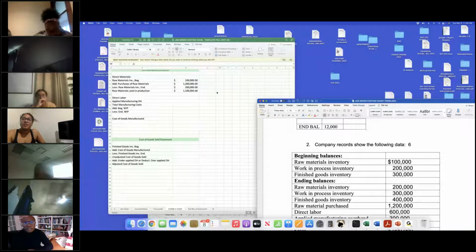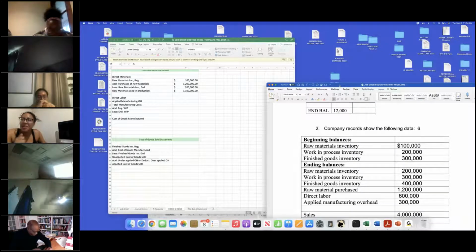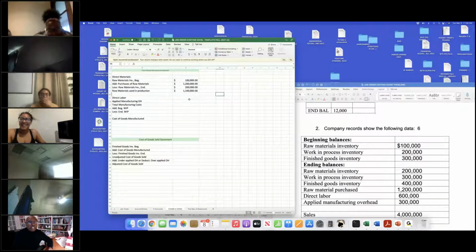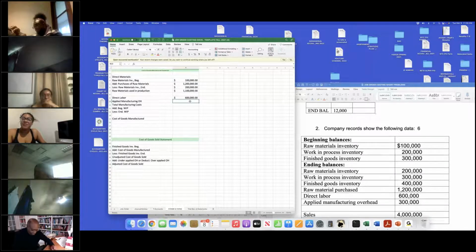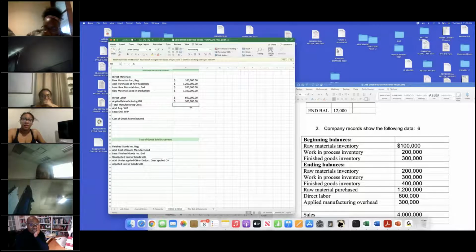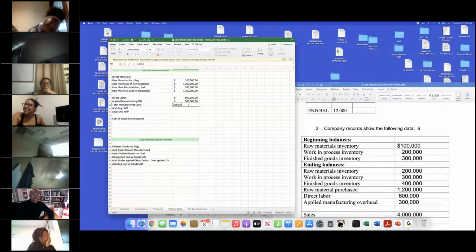Direct labor, how much is our direct labor? 600,000. Thank you, conference. How much overhead? That's 300,000. So the total manufacturing cost was what? That's 2,000,000, just add those three numbers together. So 1,000,001 plus 6 plus 3, that's 2,000,000.